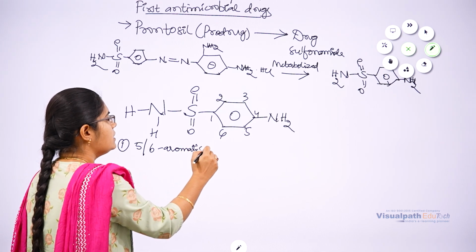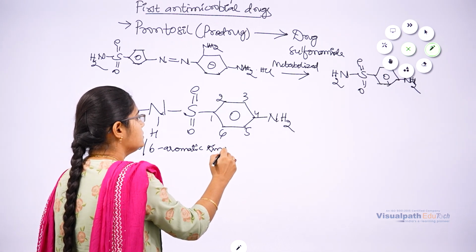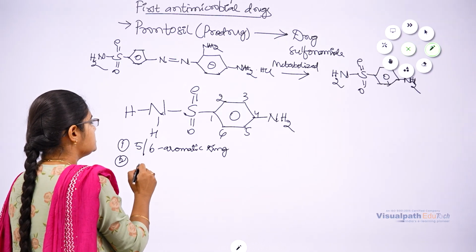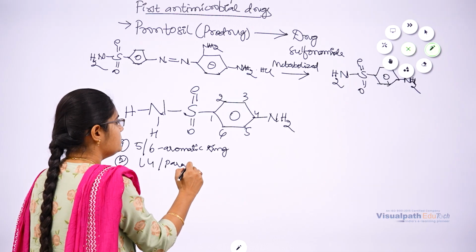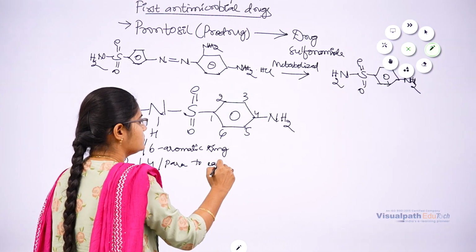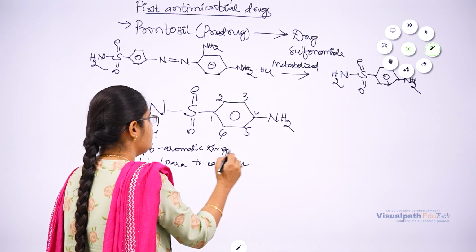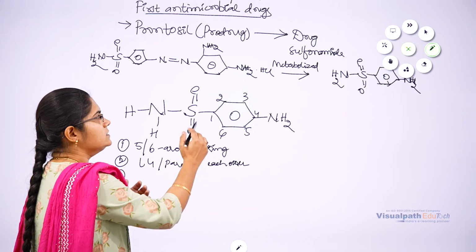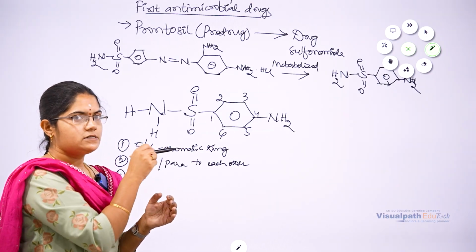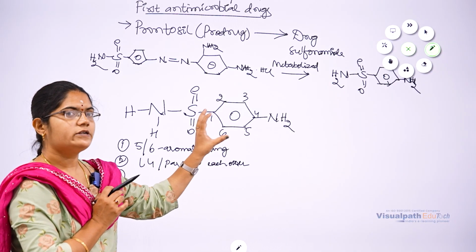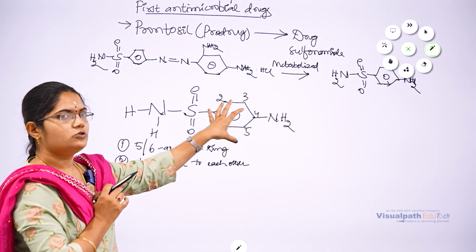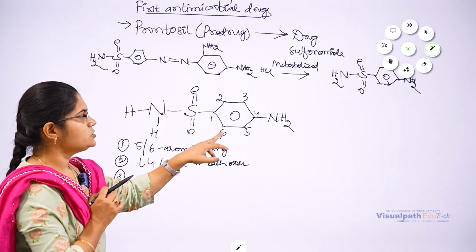It has one aromatic ring, and the substituents should be at the 1,4 position, or para position, para to each other. This is the second point. And the third point is that no substitutions or replacements should be done on this aromatic ring. The remaining positions should not be substituted or replaced.